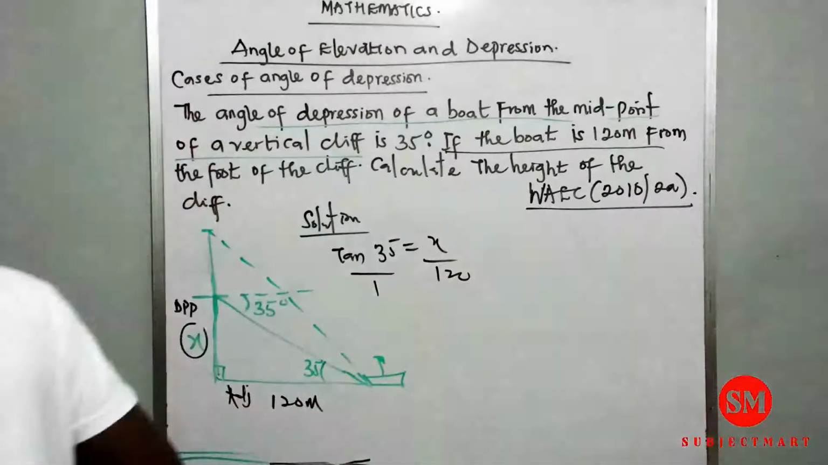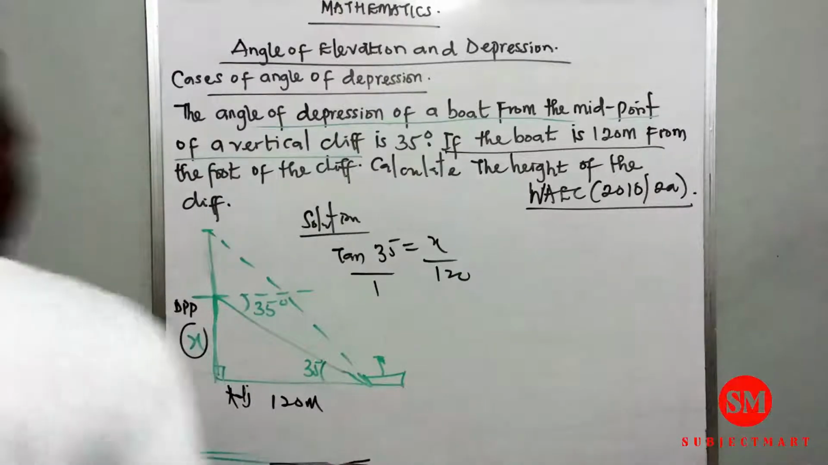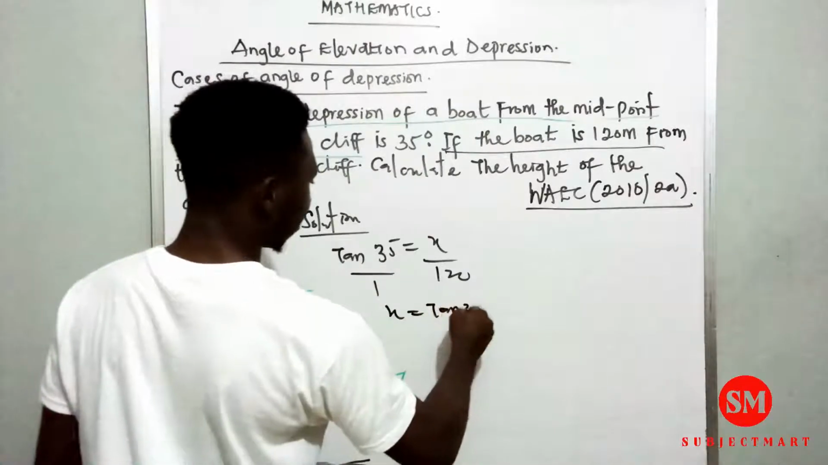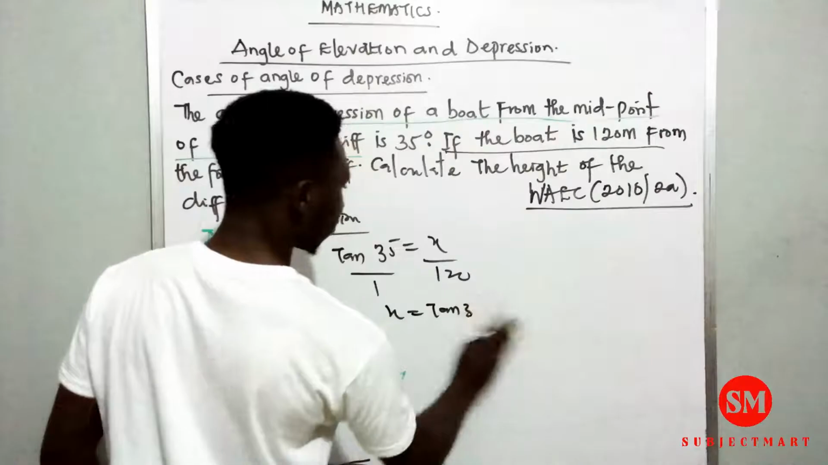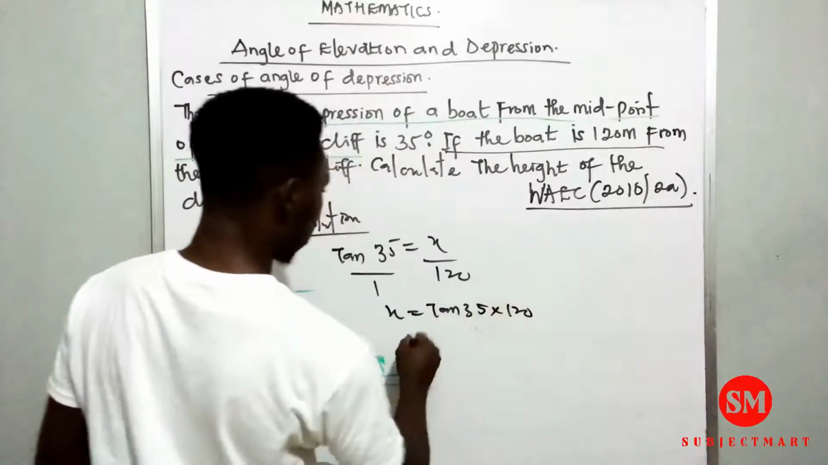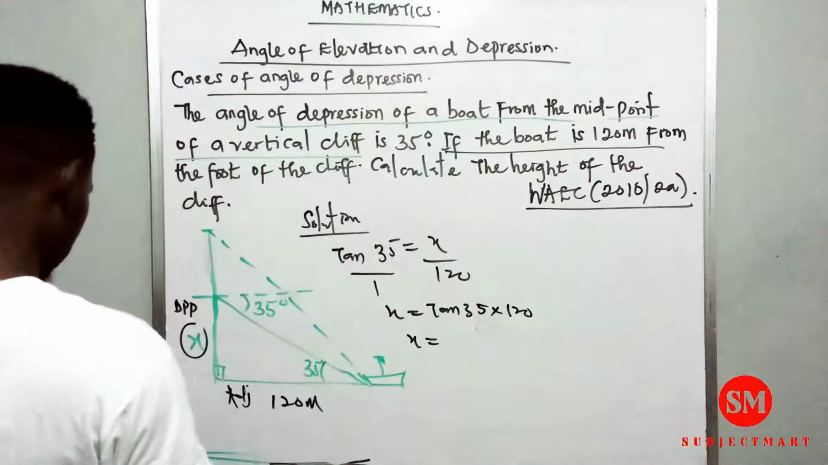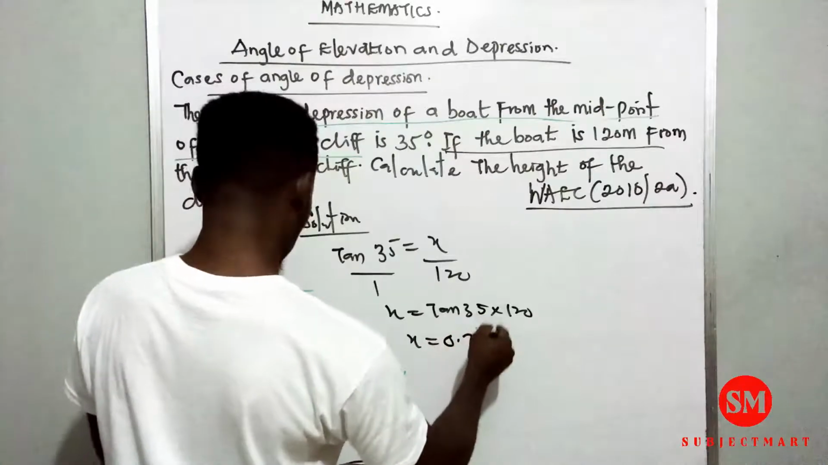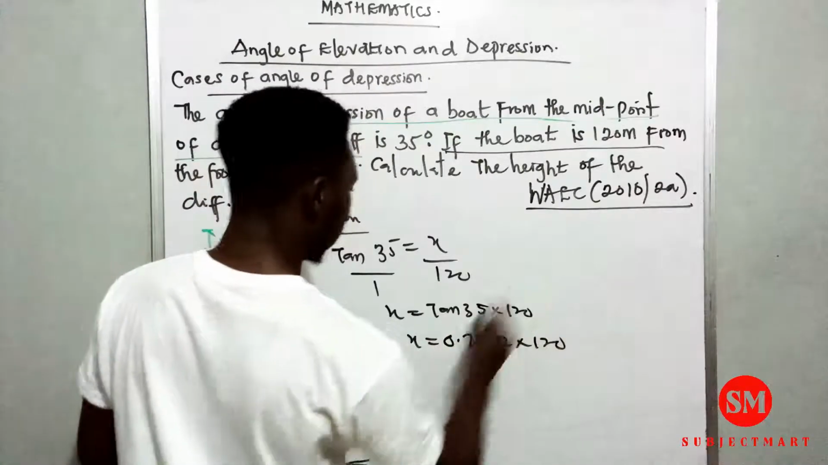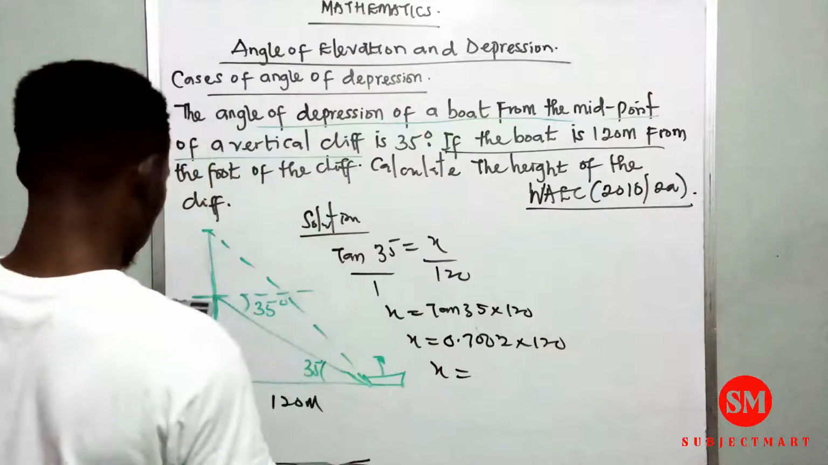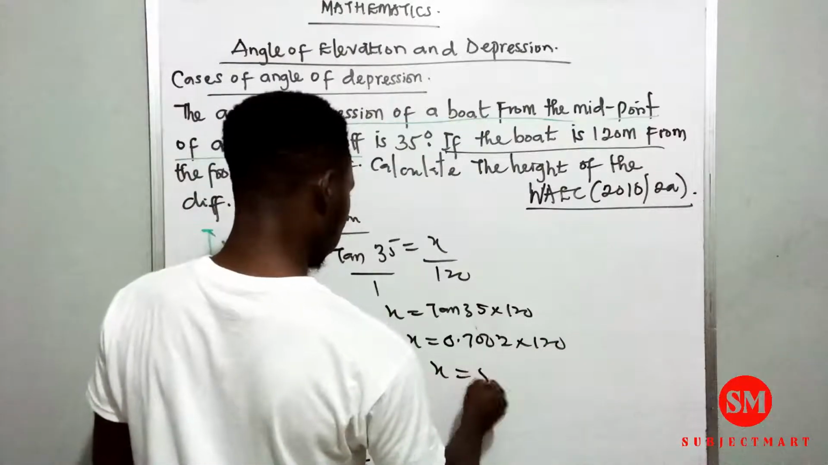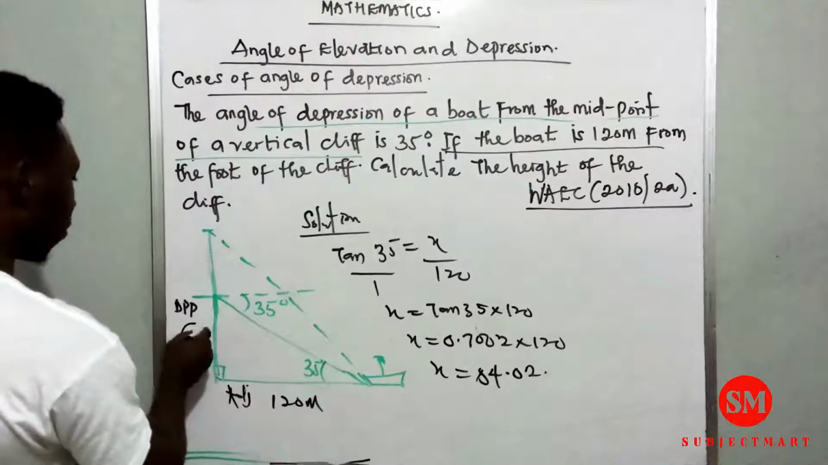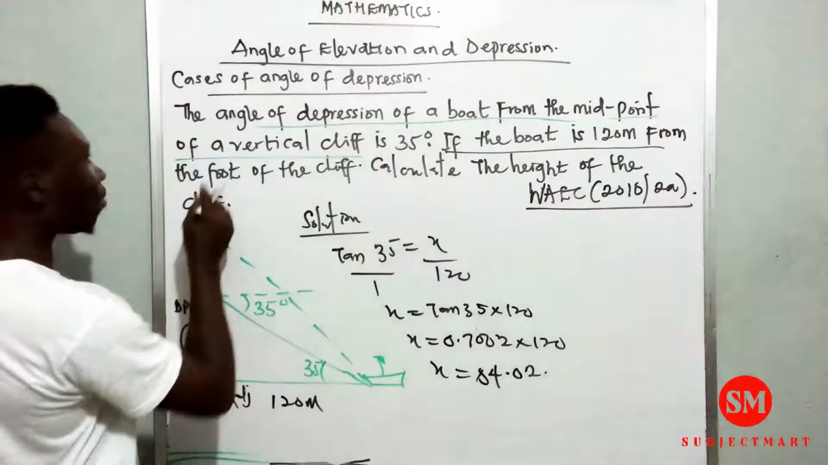At this junction, we'll cross multiply. So x is equal to tan 35 multiplied by 120. What is our tan 35? Tan 35 is equal to 0.7002, multiplied by 120. So our x is equal to 84.02.